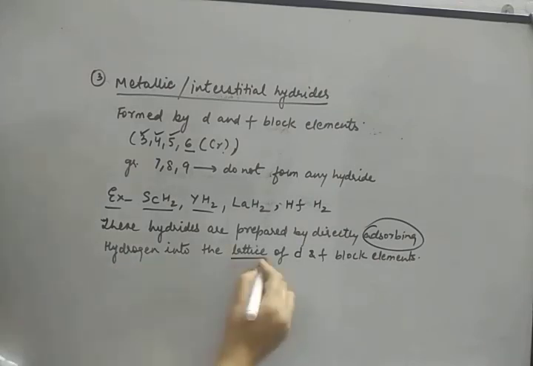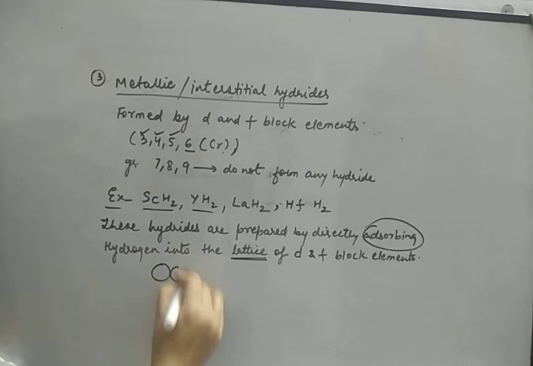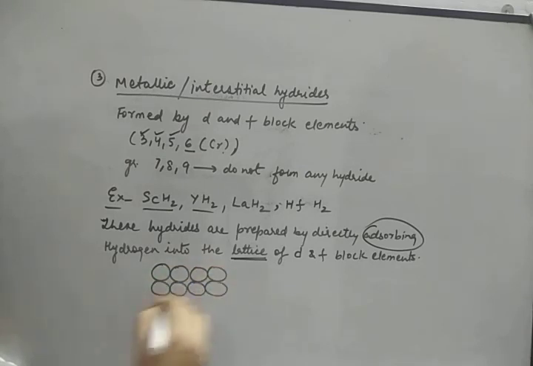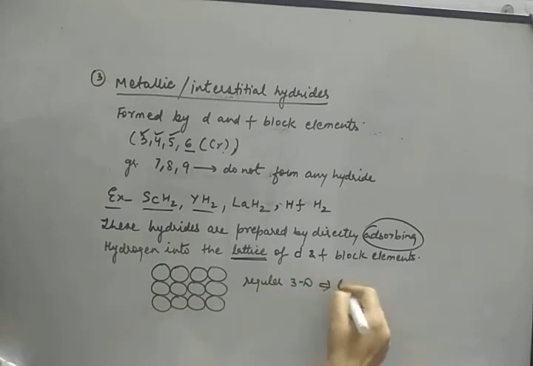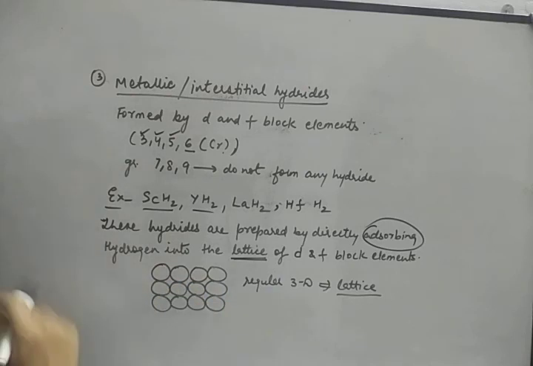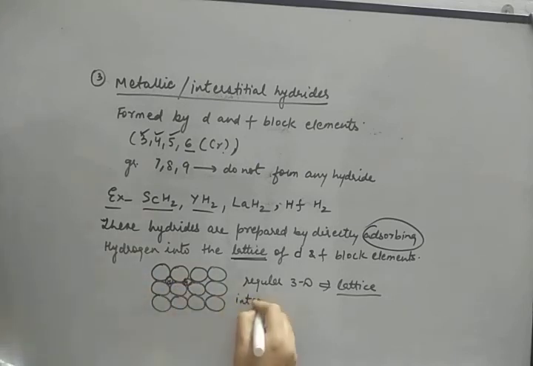Now what is the meaning of this lattice? Lattice means regular 3D arrangement. Since D and F block elements are solids, they form a regular arrangement. This regular 3D arrangement is known as lattice. Now in the lattice we can see some vacant spaces are there. In these vacant spaces we can trap this hydrogen. These vacant spaces are known as interstitial space.